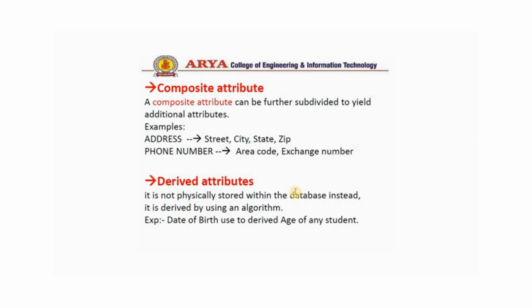Derived attributes. Derived attributes are not physically stored within the database. Instead, they are derived by using an algorithm. Derived attributes can be derived from other attributes. Like date of birth can be used to derive the age of a student. Number of years of experience can also be derived from the hire date of the employee.